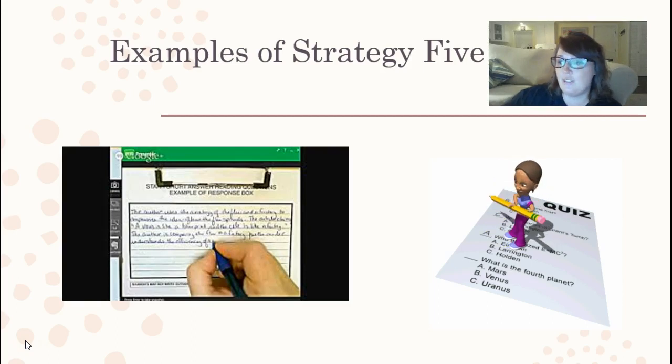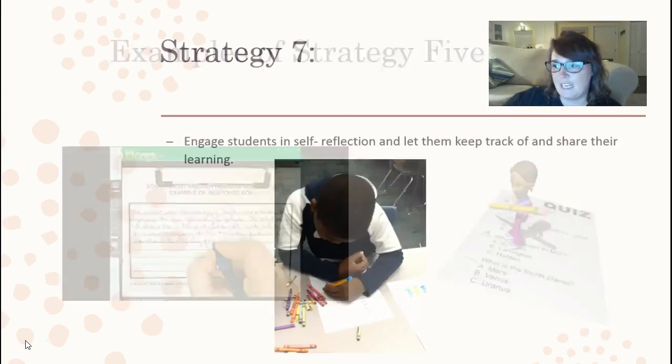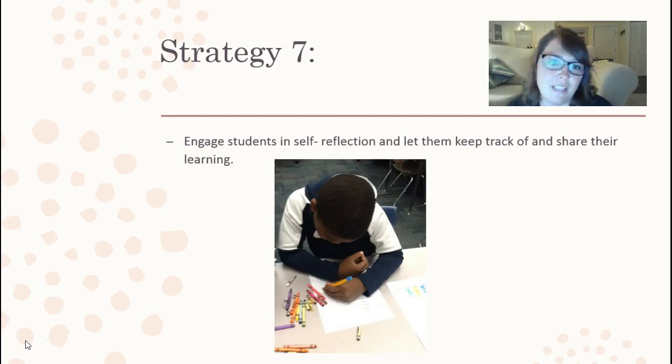Having students explain their thinking process, and multiple choice questions, allowing them to pick the correct answer. Strategy number 7. Engage students in self-reflection and let them keep track and share their learning.